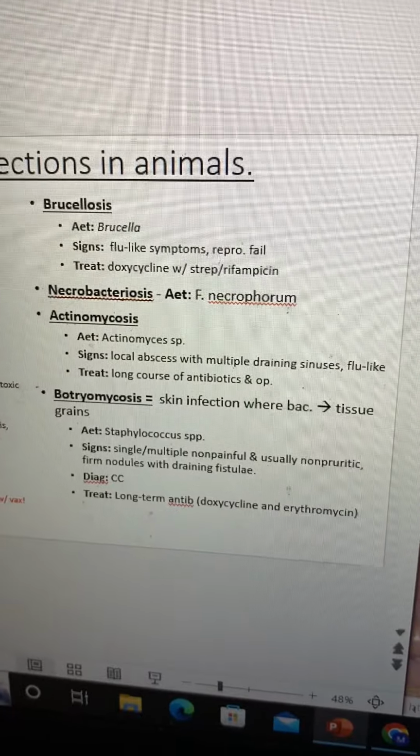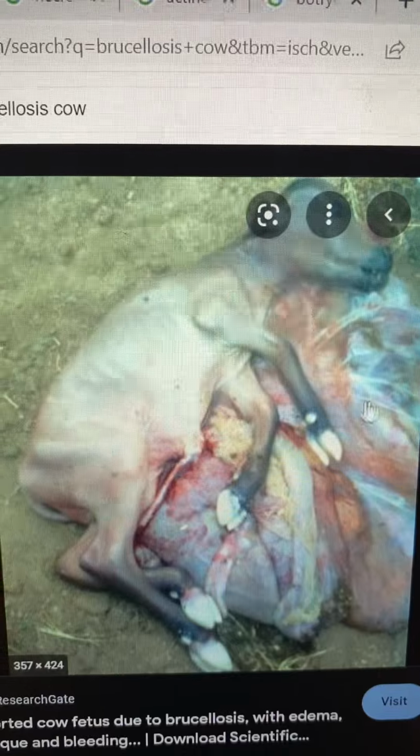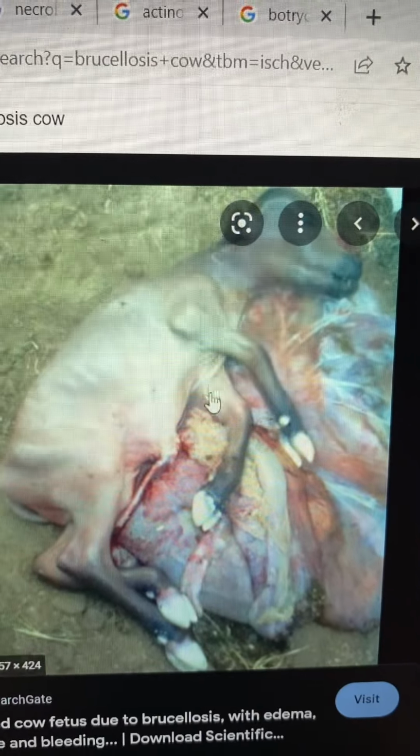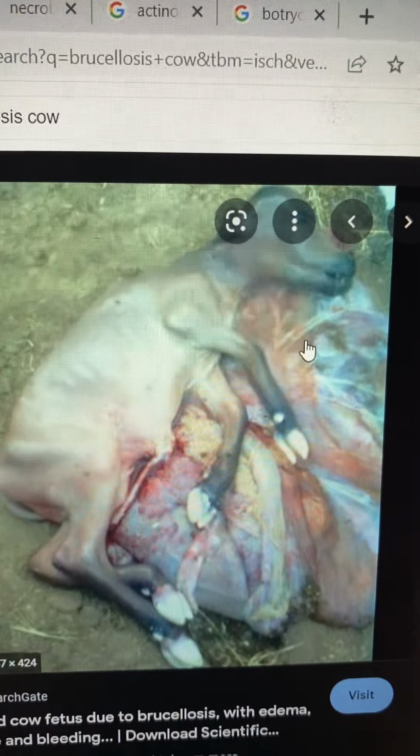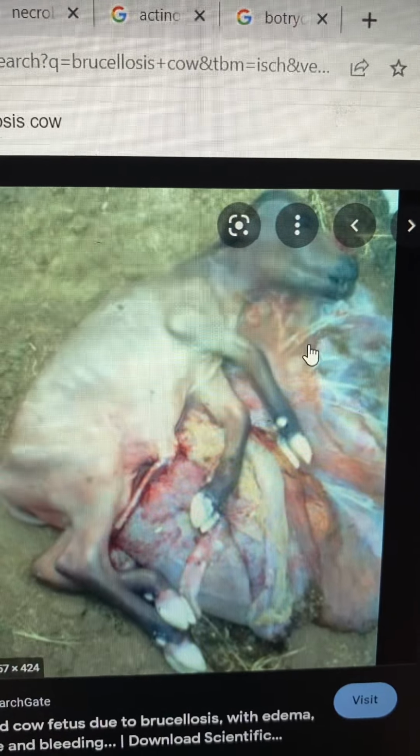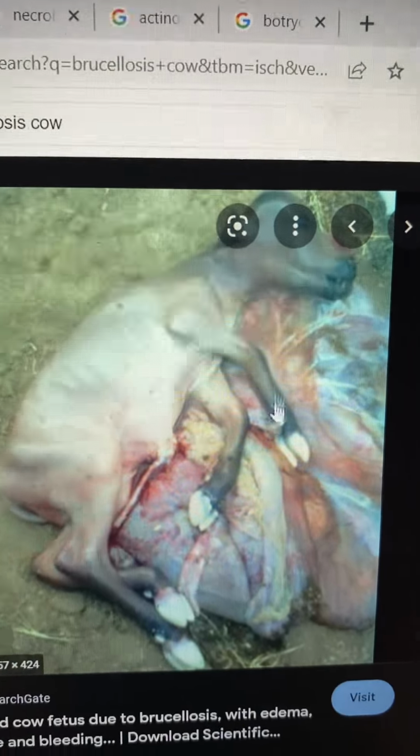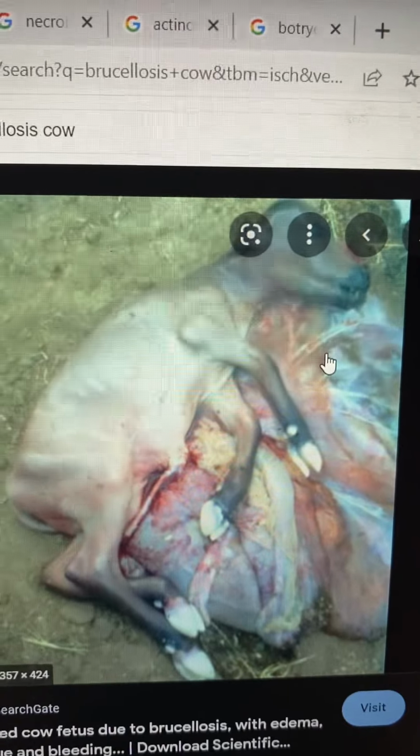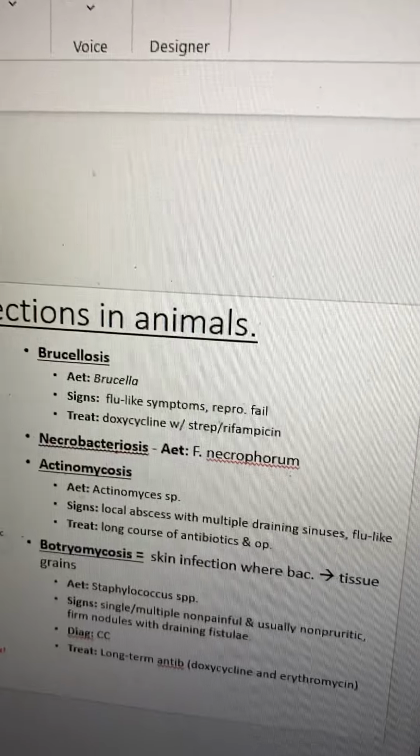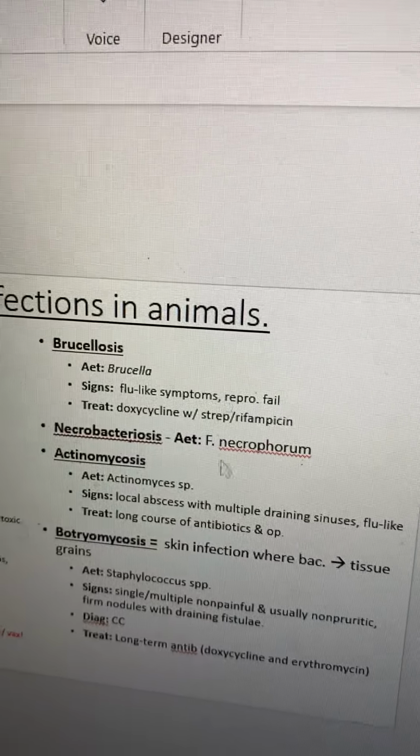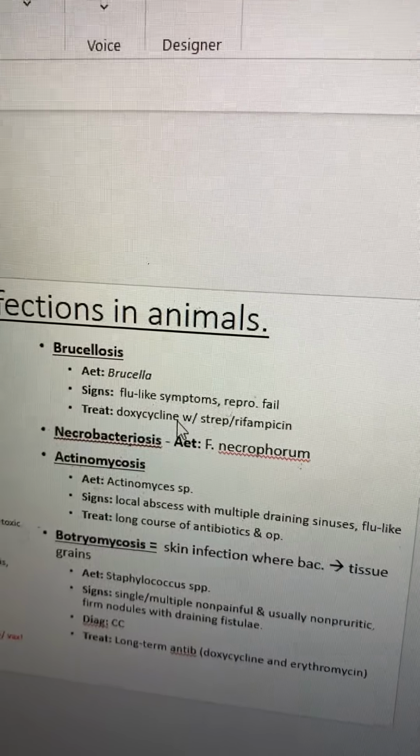Brucellosis. So brucellosis, what is it? It's caused by Brucella species. This is actually caused by Brucella abortus in this case. You usually get flu-like symptoms, so most farmers won't notice it, but you will also get reproductive failure, and that's when they'll say something's going on. And you can treat it with various antibiotics. The examples they've given here are doxycycline with either streptomycin or rifampicin. They're usually used in combination.